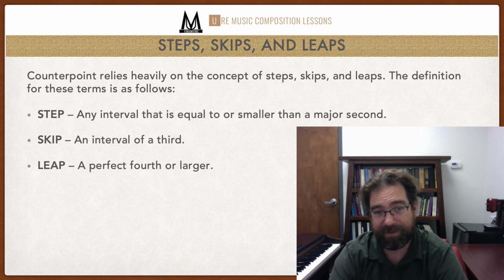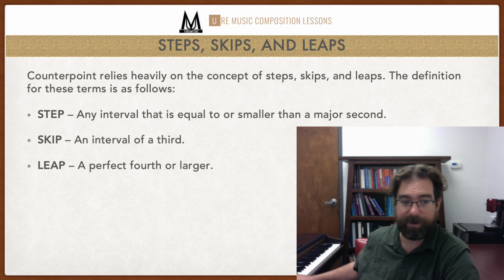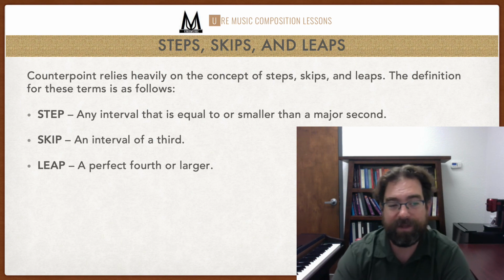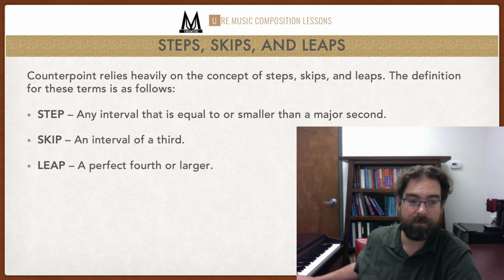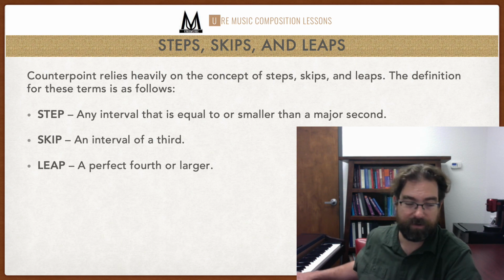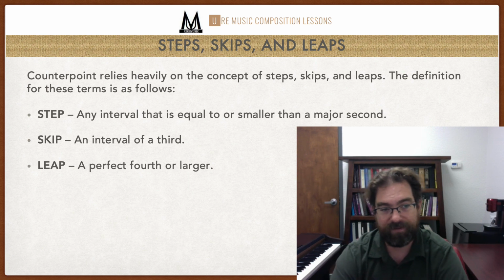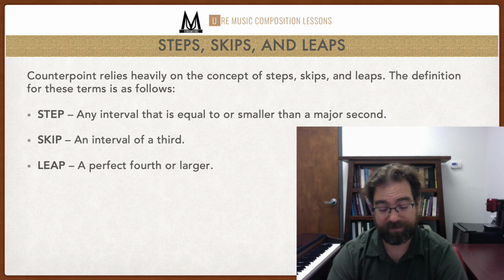Skips are anything that is an interval of a third. So a major third, minor third, doesn't matter. A leap is going to be anything that is a perfect fourth or larger. But not the seventh. The octaves, okay. So these are how we identify steps, skips, and leaps. And when I refer to a step, a skip, or a leap, I'm going to be very particular. So if I say skip, I mean a third. If I say leap, I mean a fourth or larger.